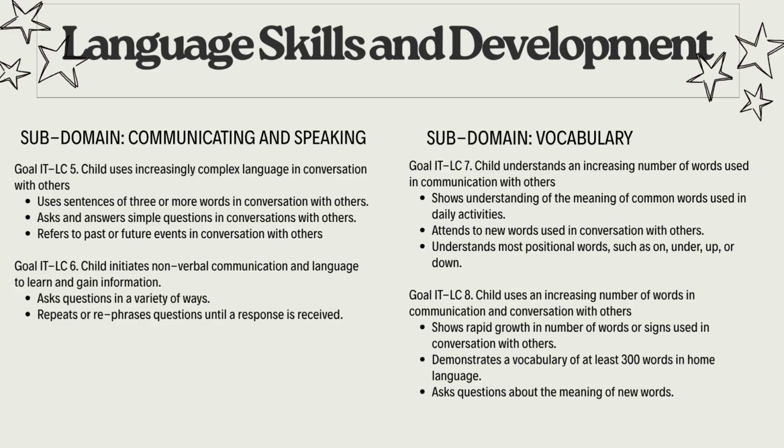Subdomain vocabulary has goal 7. The child understands an increasing number of words used in communication with others. Shows understanding of the meaning of common words used in daily activities. Attends to new words used in conversation with others. Understands most positional words such as on, under, up, or down. Goal 8: the child uses an increasing number of words in communication and conversations with others. Shows rapid growth in the number of words or signs used in conversations with others. Demonstrates a vocabulary of at least 300 words in home language. Asks questions about the meaning of new words.